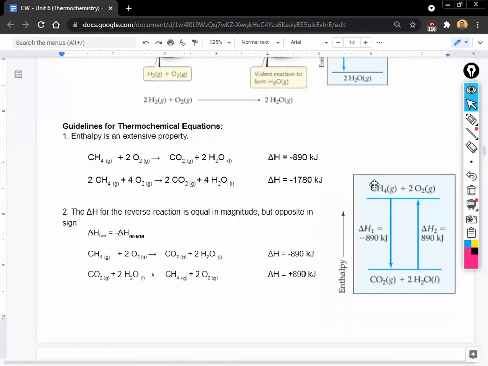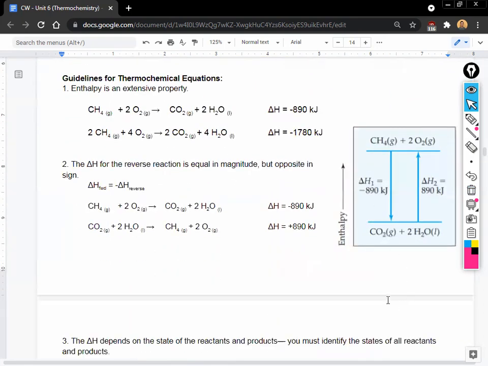All right, let's move on. So you're gonna need to know 3 things about thermochemical equations. You guys don't need to memorize these per se, but be aware of these things. So enthalpy is an extensive property. Okay, what does that mean? It means that it has a rate, it goes based on ratios, okay?